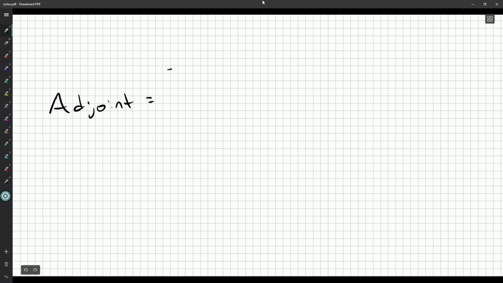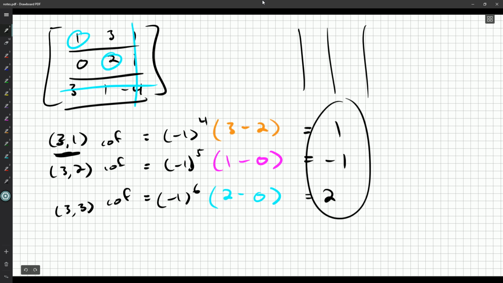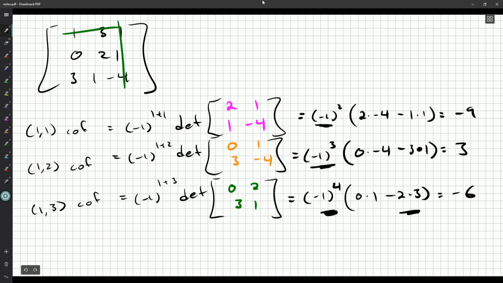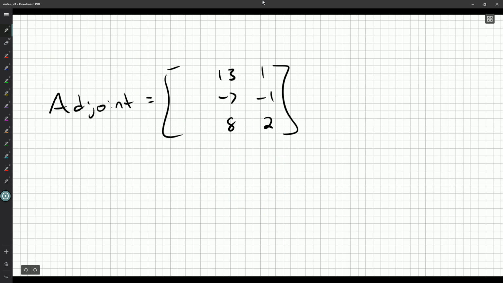So in this case, our adjoint is, so that third column that we just worked out: 1, negative 1, and 2. Then 13, negative 7, and 8. And finally, the first row of cofactors, 1, 1, 1, 2, 1, 3, turns into the first column of entries of the adjoint: the 1, 1, 2, 1, 3, 1 entries. So negative 9, 3, negative 6. Okay, and so that's the adjoint of our original matrix 1, 3, 1, 0, 2, 1, 3, 1, negative 4.